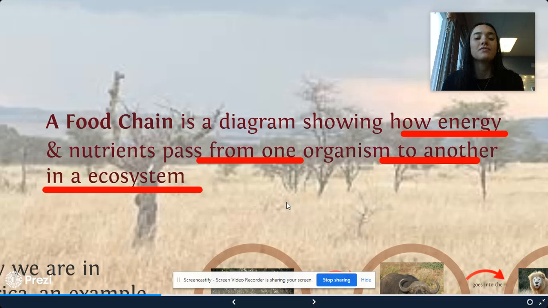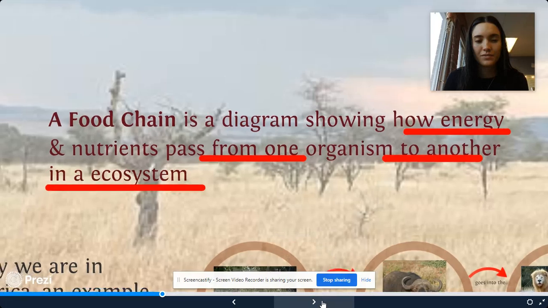So when we think about a food chain, it's in a chain or a line. So it's a simple representation of how energy is passed from the sun to the producer, primary consumer, secondary consumer, tertiary consumer, apex predator, and then decomposer. So we're going to look at some simple food chains first.